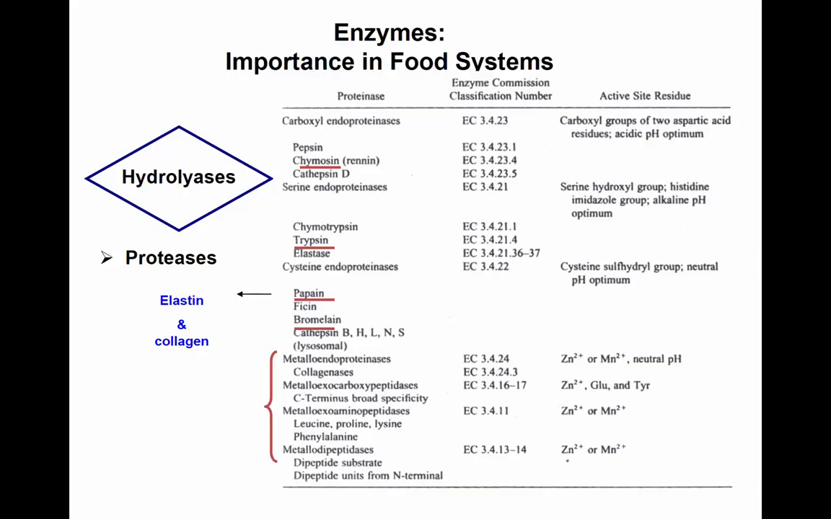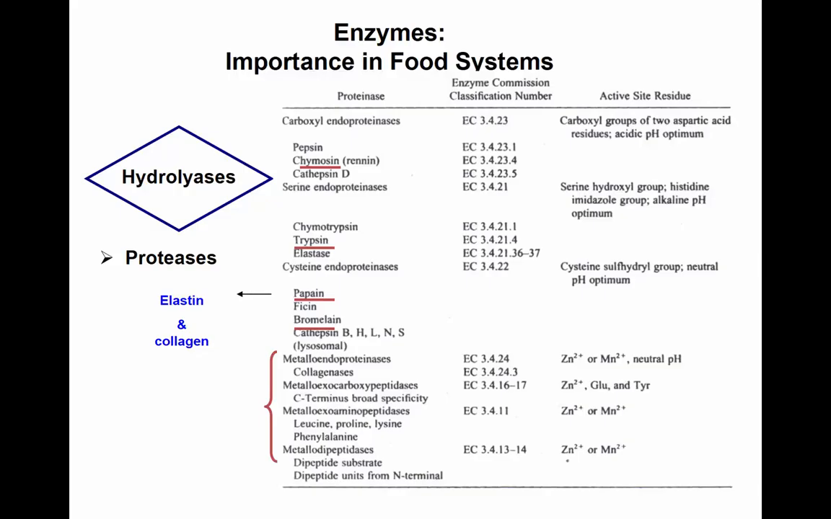So there are different classes of proteases, and their names are often derived based on the active group or a residue in the active site. So if we look at serine endoproteinases, it has a serine hydroxyl group in the active site. Cysteine endoproteinases has a cysteine group that is in the active site. Metalloproteases, there are a bunch of them. That means they require a metallic ion, like zinc or manganese, in their active site for it to act.